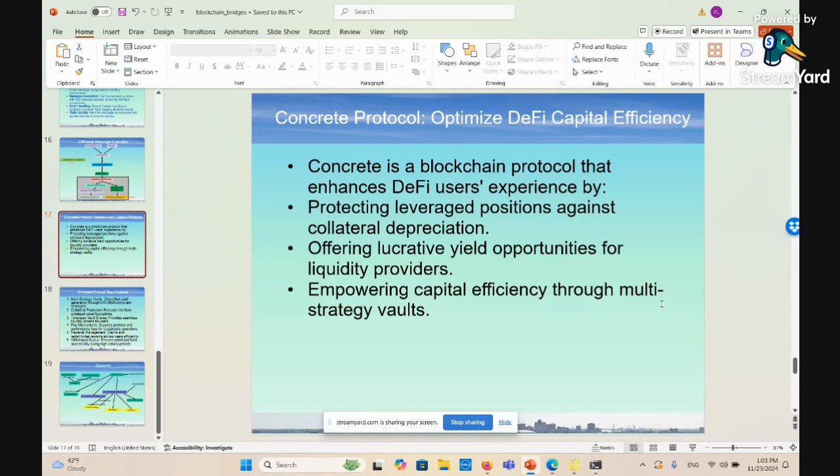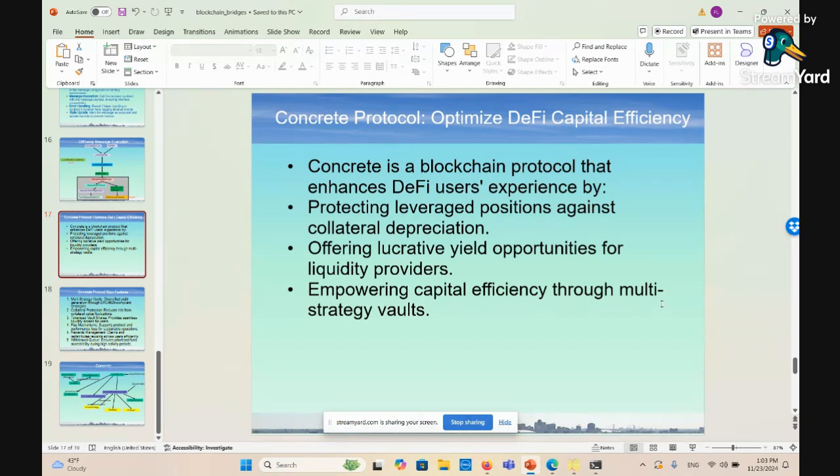Well, there are so many protocols. This protocol is actually a DeFi protocol. So in other words, you can borrow or lend money or invest tokens through this protocol. And so it's a blockchain protocol which enhances DeFi users.